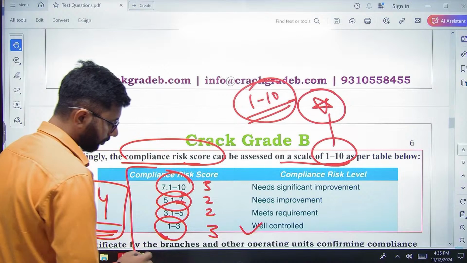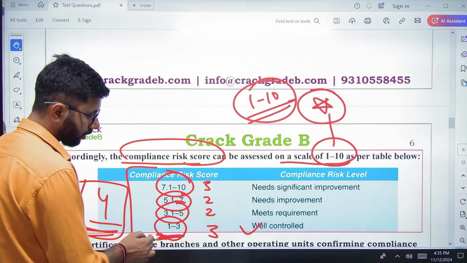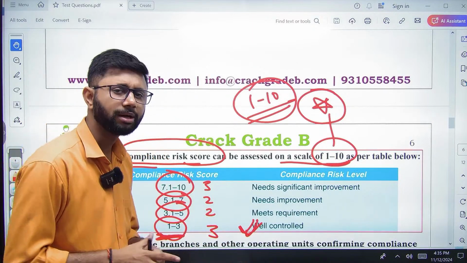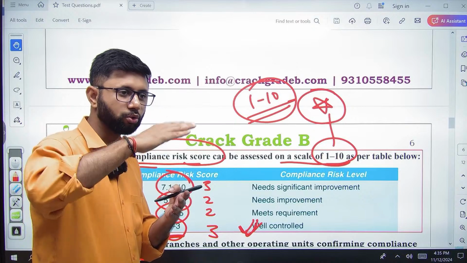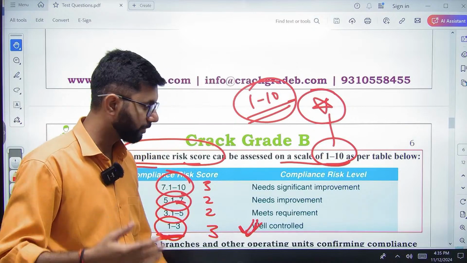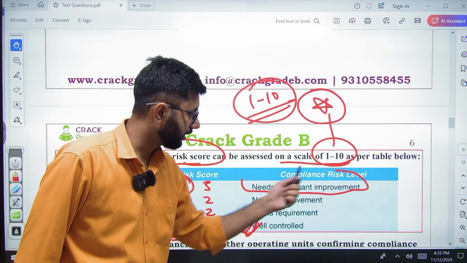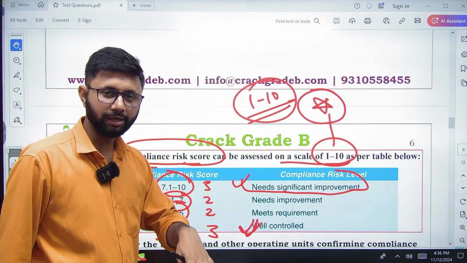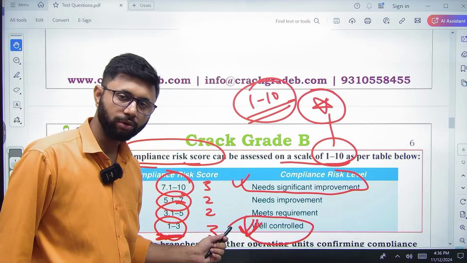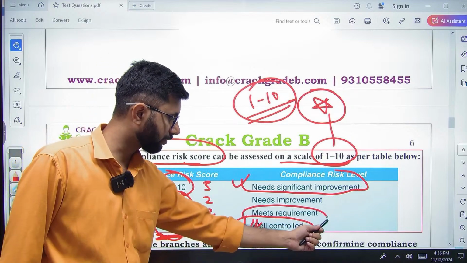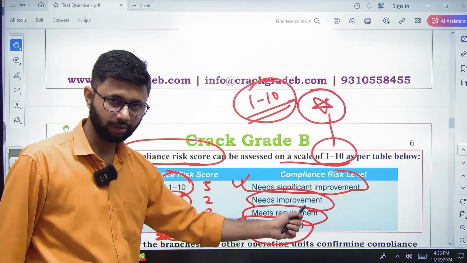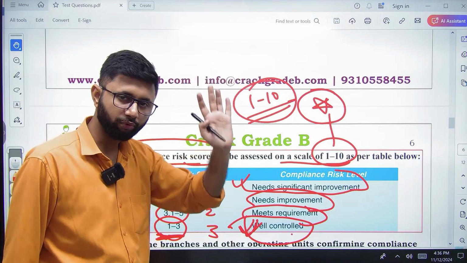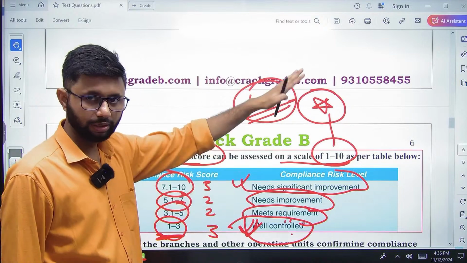Well controlled, that means the lower is your compliance risk score, the very well is your controlled environment. Simple सी बात है, compliance risk अगर आपका score ज़्यादा होगा तो आपका risk ज़्यादा है. That means your systems are not controlled, they need significant improvement. और आपका risk score एकदम कम है, that means your systems are well controlled. और फिर बीच वाले क्या है, meets requirement, needs improvement. ठीक है, well controlled, meets requirement, need improvement, need significant improvement. You learn it accordingly.